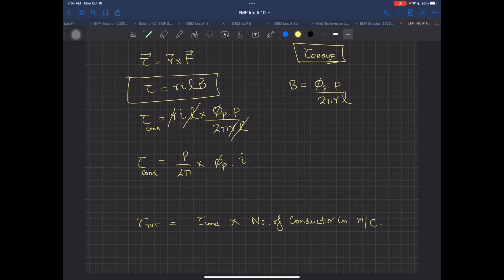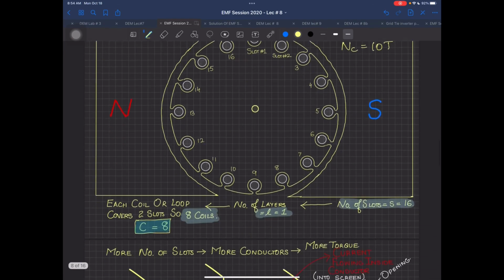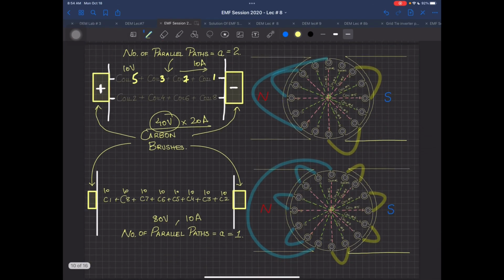Now over here, how many conductors are inside your machine? If I go back to my lecture number 8, how many conductors were there? There were Z conductors. And how were they arranged? They were arranged in Z by 2 over here. Now, when they are arranged in Z by 2, will it change the number of conductors?